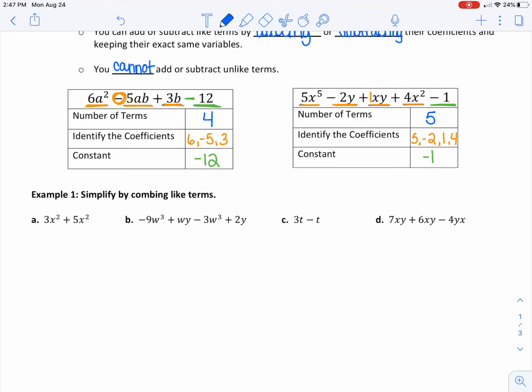Okay, moving on to example 1. Okay, it says simplify by combining like terms. So we want to look for terms that are like. So with part A here, we have an x squared and an x squared. Since those are like terms, they both are x squared, we add the coefficients in front. So we say 3 plus 5 is 8. We leave the variables the same, x squared. We do not add it to make it x to the 4th. We simply keep it the same, x squared.